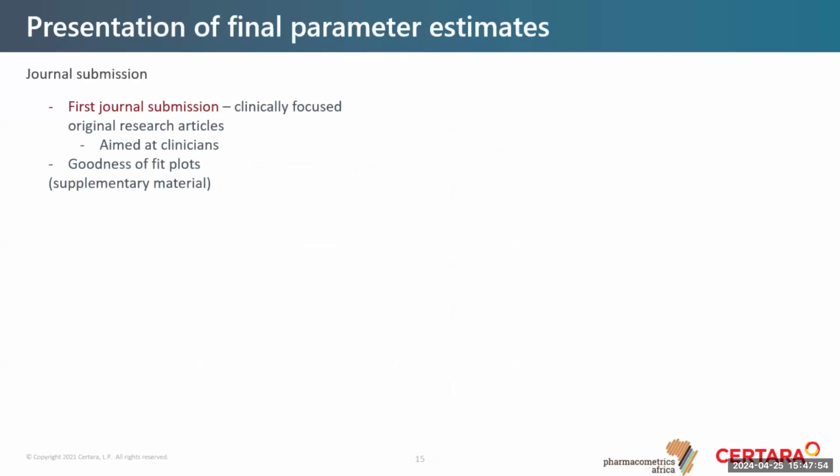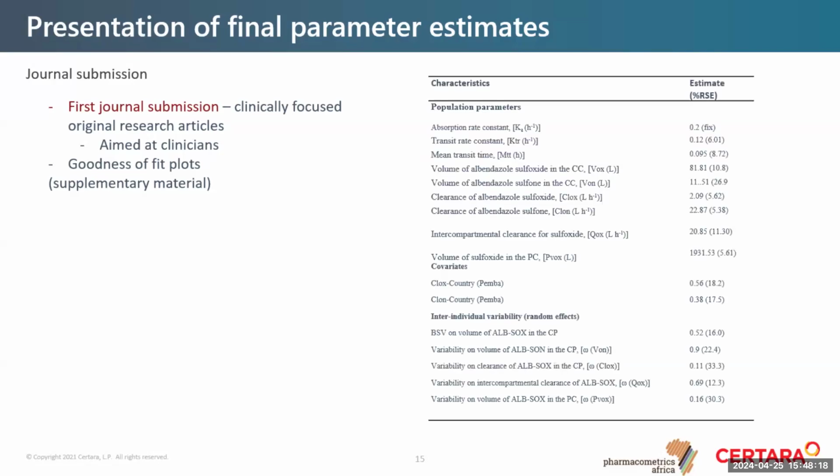And when it came to our final submission, that table changed a bit. And this was in relation to, first of all, what was our target audience? We know this was a very clinical question. We were targeting the clinicians. We went for a journal that was very clinical, so very clinically focused original research articles. And we then modified this table a bit.